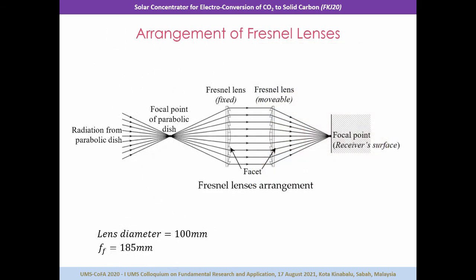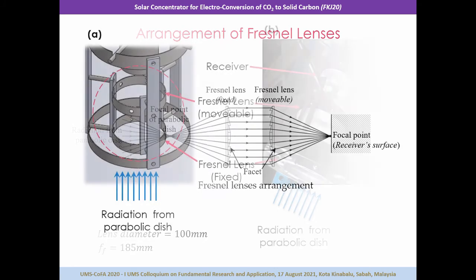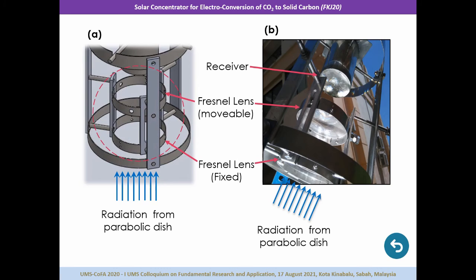The Fresnel lens arrangement is as shown here in this figure. There are two lenses with the facets facing each other. One Fresnel lens is fixed and one lens is movable. The lens can be moved to change the intensity on the receiver surface. In this figure, the schematic diagram and photo of the Fresnel lens configurations are shown. You can see that the radiation from the parabolic dish moves from the fixed lens to the movable lens before it reaches the receiver.